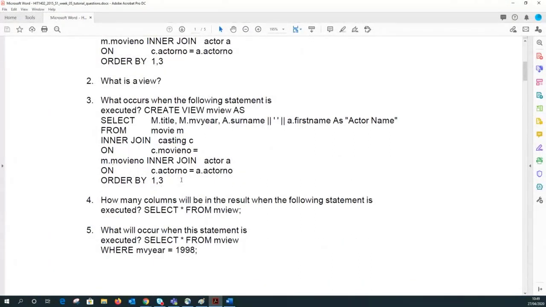So is it clear? I think this is very clear. Remember that views are not going to record any data. What they record is a bunch of SQL statements. That's it.